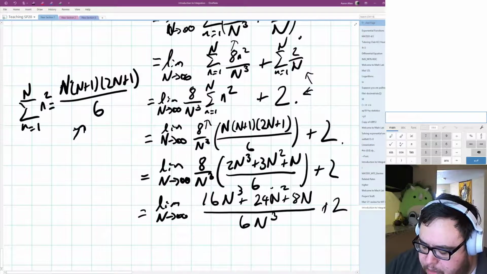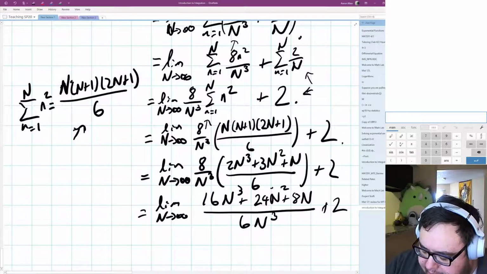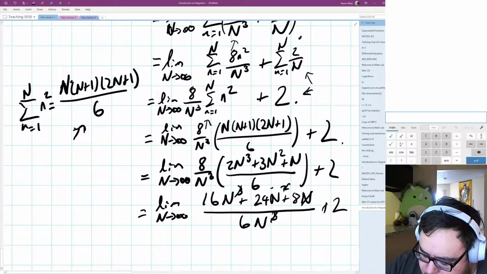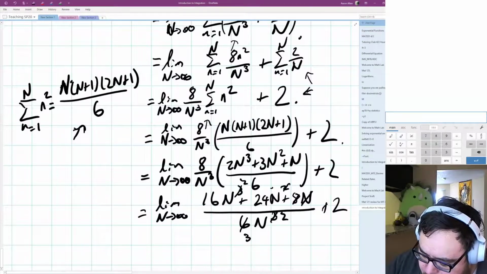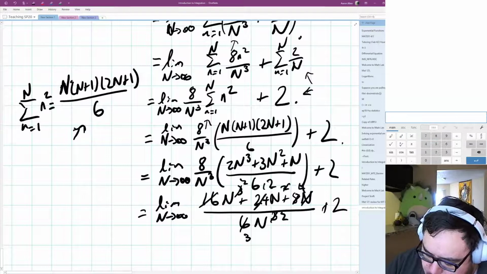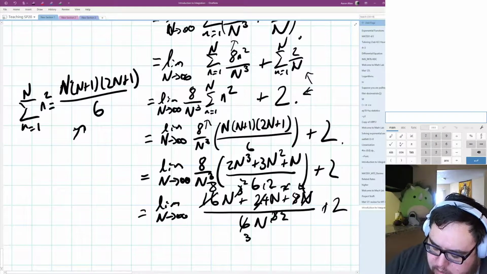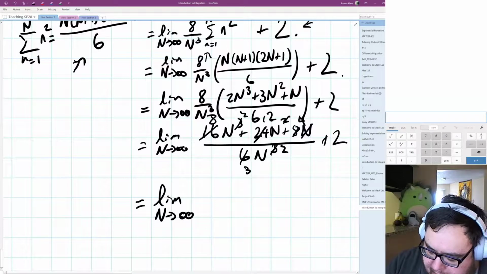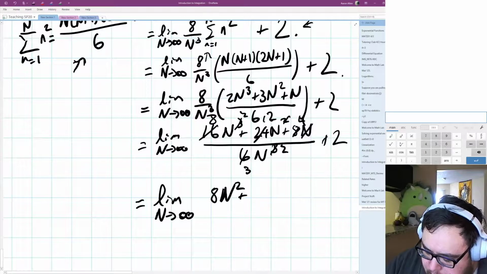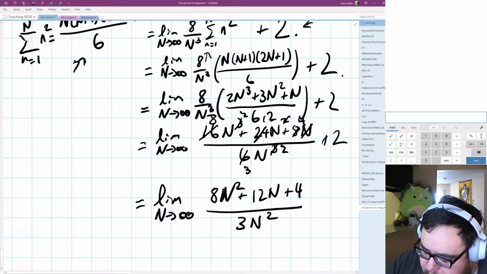We can simplify this somewhat before we even think about the limit. An N cancels out of every term. And I think a 2 cancels out of every term. So we have the limit as N goes to infinity of 8N squared plus 12N plus 4 divided by 3N squared, plus 2.